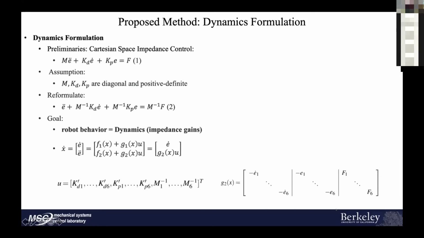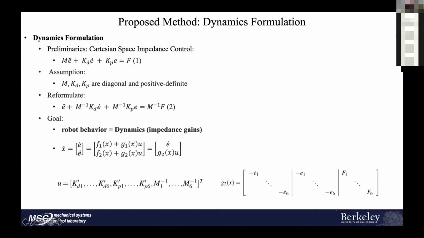So just by collecting terms of equation 2, we can formulate the relation between the robot behavior and impedance gains, where the robot behavior can be represented by the robot state error, the position error and its velocity error. And we can formulate a control affine form where U is the transformed impedance gain matrices. It is very interesting that by just doing this reformulation, we get a dynamics where on the right hand is the impedance gain, and on the left hand is the robot behavior.